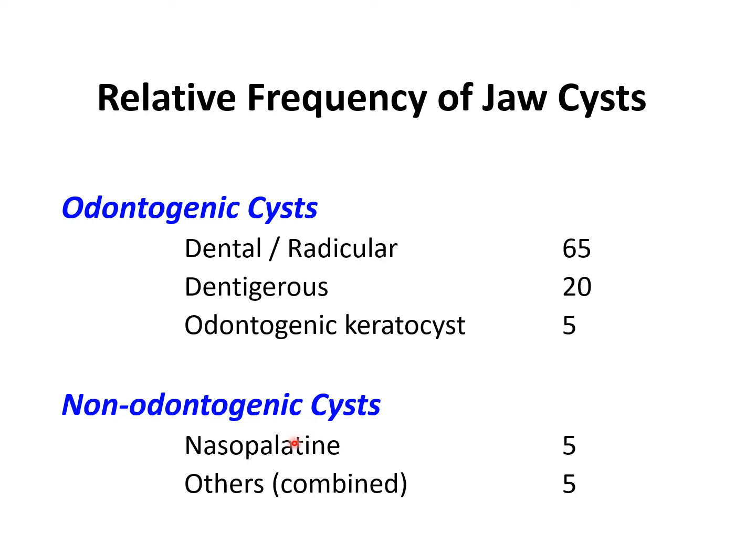Non-odontogenic cysts, the most common one and recognized one is the nasopalatine cyst, which develops in the anterior maxilla, whereas all other non-odontogenic cysts combined account for only 5% of jaw cysts. So in other words, you're most likely to encounter either a radicular cyst or a dentigerous cyst in general practice settings. And of the non-odontogenic variety, the most common one is the nasopalatine cyst.